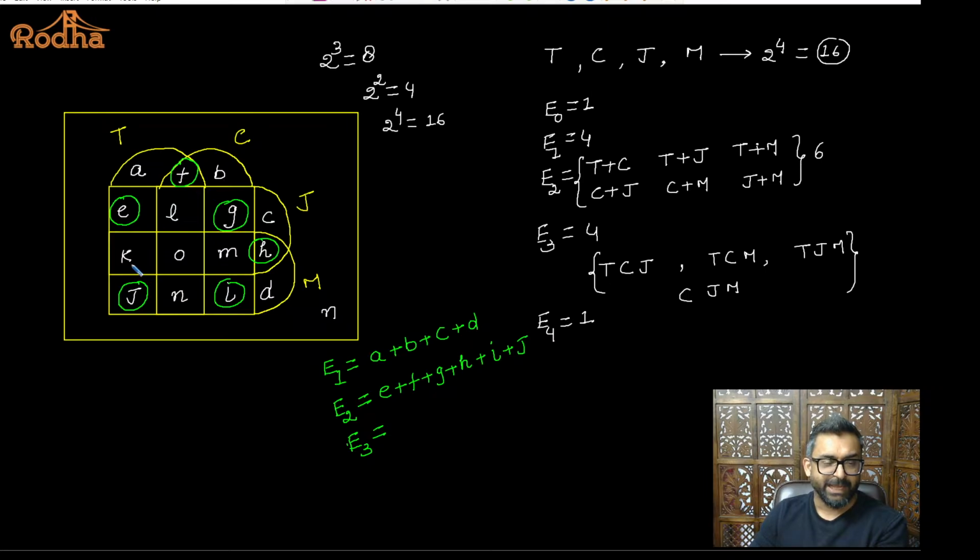Exactly 3 is what? K. K is outside only coffee. जो K को देखोगे सिर्फ कॉफी से बाहर है, बाकी सबके अंदर है. जो K है वो T में भी है. That is a part of J also. That is a part of M also. That is outside coffee. So that means K exactly 3 का portion हो गया.